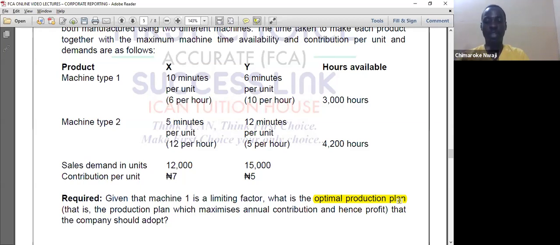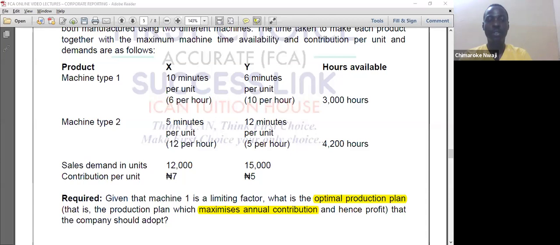Step 1, step 6. So they say the production plan which maximizes annual contribution and hence profit that the company should adopt. So you are going to find this production plan and you are going to suggest to management that, hey, management, you should adopt this plan. You will get your maximum contribution and maximum profit from this plan. Now let's see what we're going to do here. So let's look at our solution.